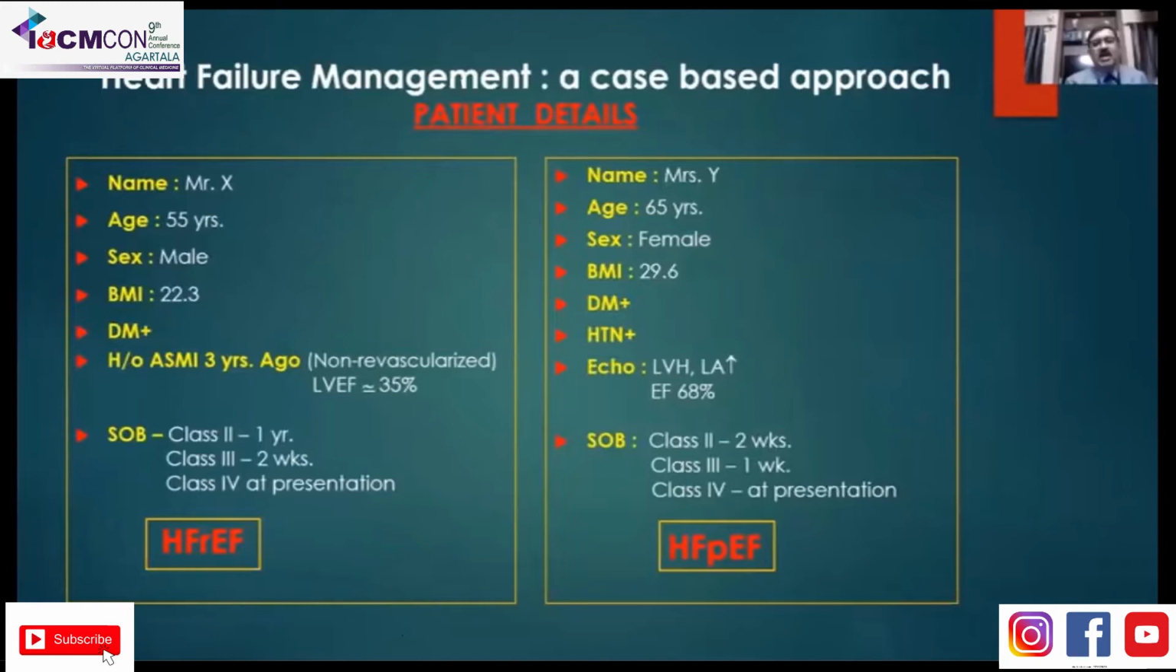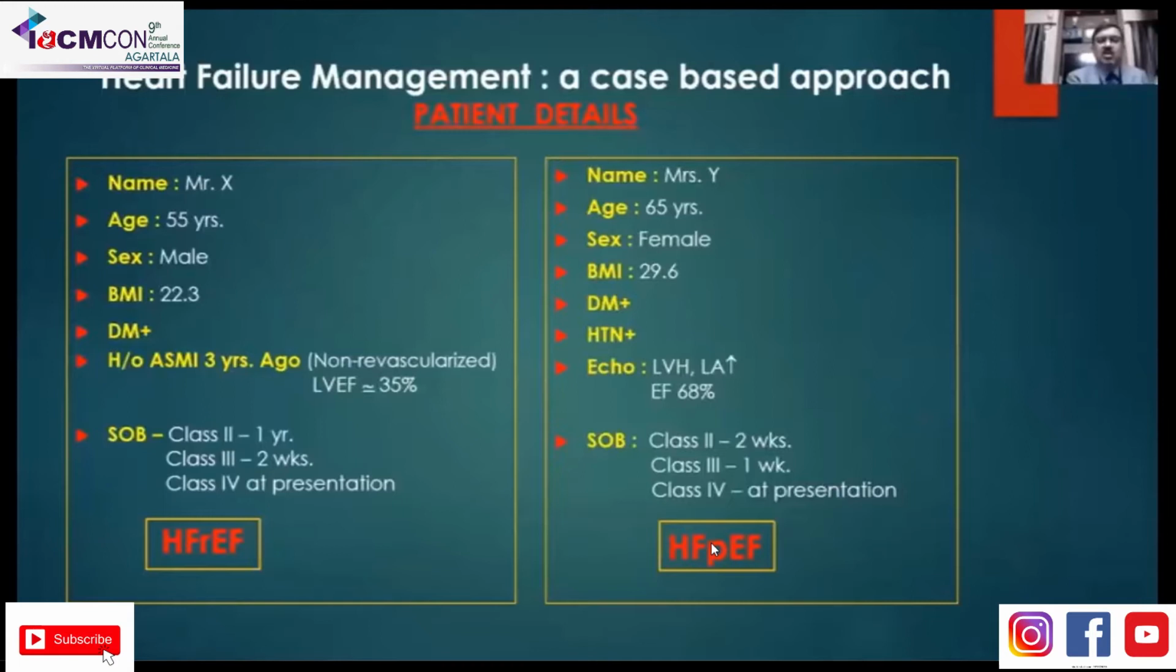On the right-hand side is Mrs. Y, 65 years, female, typically, but again, here we can have a male patient, but more often with HFpEF, we have an elderly lady presenting to us. BMI in the higher range, overweight range, both diabetic and hypertensive. Echo showed increased left ventricular mass, left atrial enlargement. Ejection fraction was normal, that's why it's HFpEF. The patient has a shorter history of 2 weeks, but has acutely decompensated over past 1 week and class 4 again at presentation.